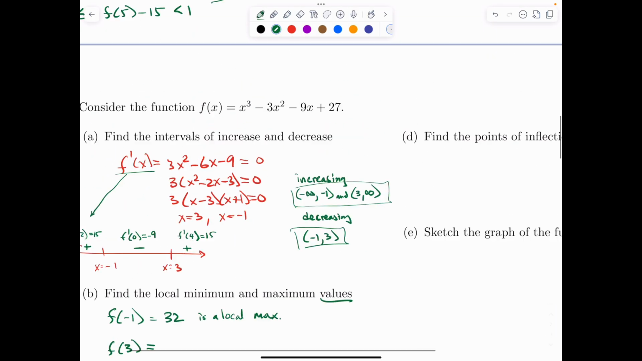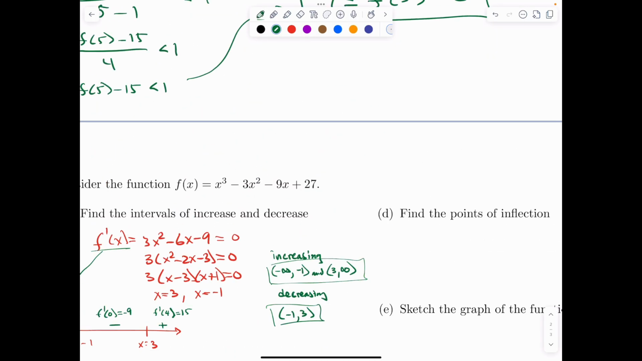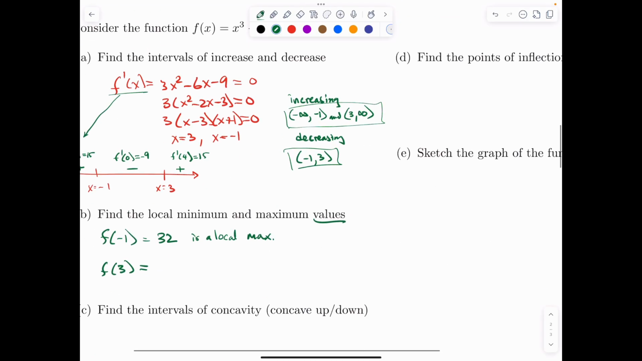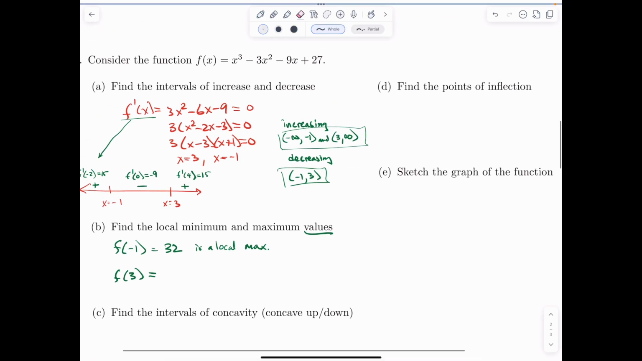And then f of 3, so let's see, can I plug 3 into this? I'll actually write it out because I'm scared of getting this one wrong. It'll be 27 minus 27 minus 27 plus 27. Oh, interesting, 0 is a local min.